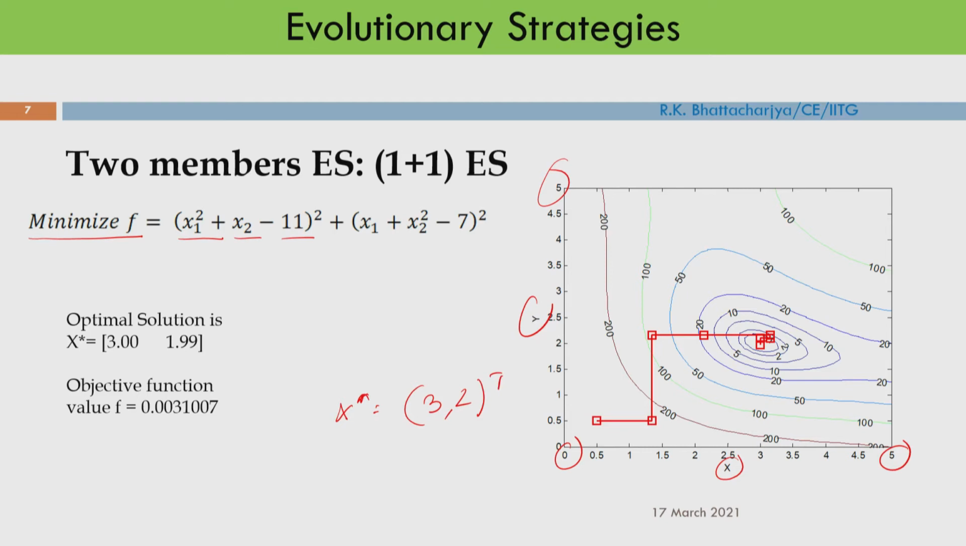Okay. So, this is the solution, and I have applied 1 plus 1 ES, and I got this solution, that is 3 and 1.99. So, this is the solution of this particular problem. Anyway, the function value is something like that. So, I will also show you the R code for solving this particular problem.